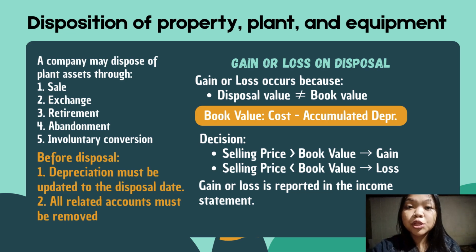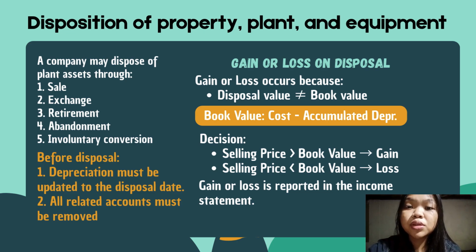Next, we will discuss the disposition of property, plant, and equipment. Disposition of property, plant, and equipment means a company removes or disposes of its fixed asset. There are several ways a company can dispose of assets: sale, exchange, retirement, abandonment, and involuntary conversion. Before disposing of an asset, the company must first record depreciation up to the disposal date. After that, the company removes all related accounts from the books.